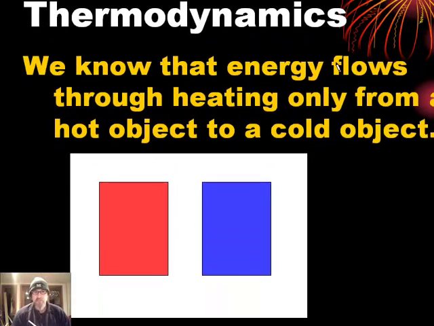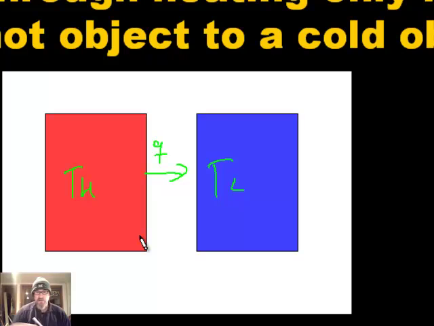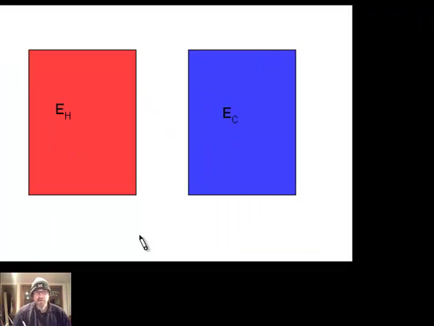Here's one thing that we know. Energy flows through heating from a hot object to a cold object. So this is an object with a high temperature, this is an object with a low temperature. We're going to get energy flow through Q from the hot to the low temperature. For the whole system, the energy is the energy of the hot object plus the energy of the cold object.